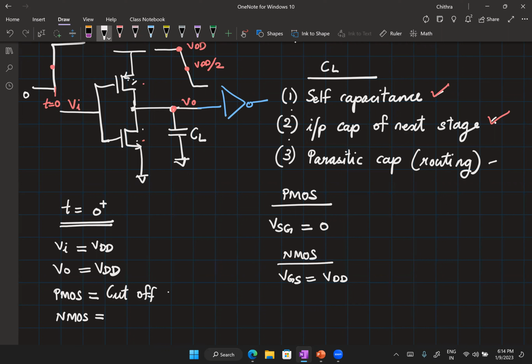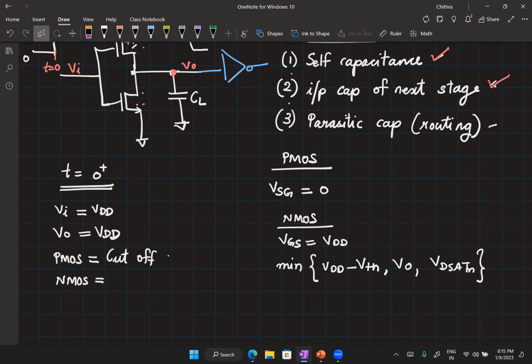VGS is VDD. So now we have to find out the minimum value of 3 quantities, right? To find out the operating region of this NMOS. So the first quantity is VGS minus VTH, which is VDD minus VTH. What's the second quantity? VDS, which is V naught. The drain to source voltage is the output voltage. And finally, VD sat n. So now clearly, my V naught value at this instant is also VDD. So you can expect that the minimum value is either going to be VDD minus VTH or VD sat n.